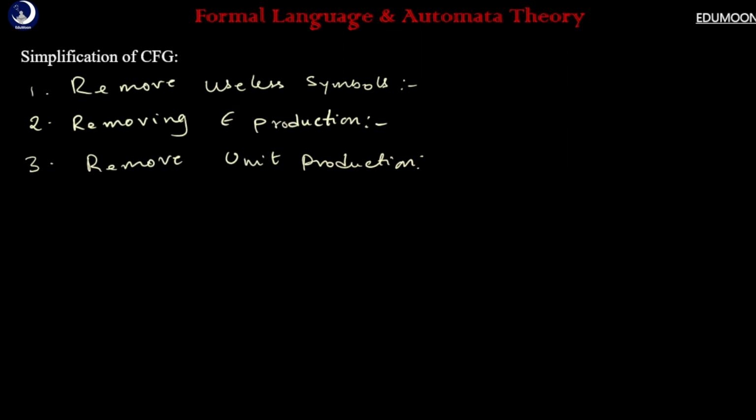So once the grammar is given for simplification, we follow these three steps in the process of simplifying the grammar. First of all, we identify the useless symbols and eliminate the production rules containing those useless symbols. Next, we eliminate the epsilon productions, and then finally the unit productions. If there are unit productions, we just eliminate them in the given grammar. So this is how the simplification of the CFG is done.